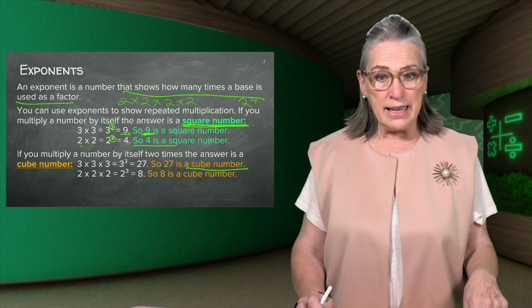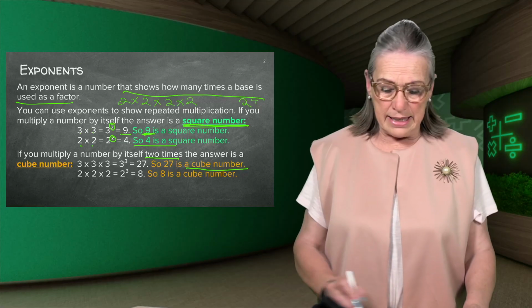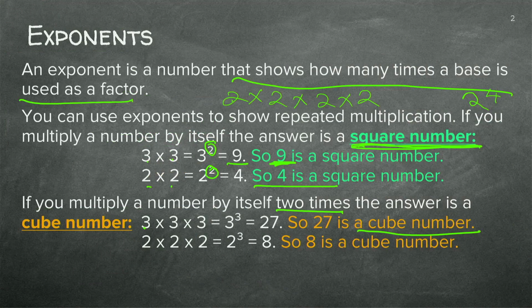Now, if you multiply a number by itself 2 times, the answer is a cube. So 3 times 3 times 3 tells us 3 to the power of 3, and that equals 27. Can you do this with me? 3 times 3 is 9, times 3 is 27. Yes, we got our multiplication chart. So 27 is a cube number. Let's do 2. 2 times 2 times 2. 2 to the power of 3 equals 8. So then 8 is a cube number.